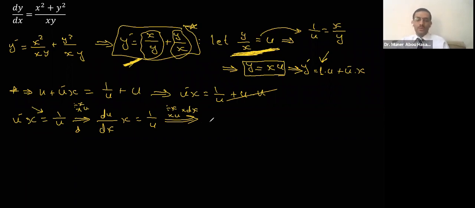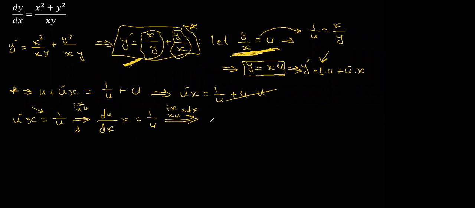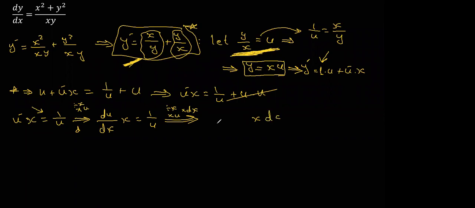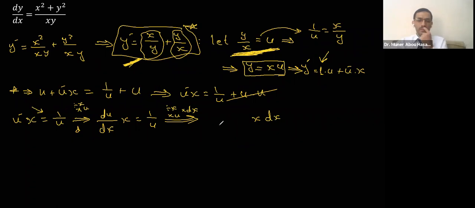So now what should I write? So x dx, you are right, and u du equals... I think there is something wrong. What do you think? Could you please repeat? What should I write now?